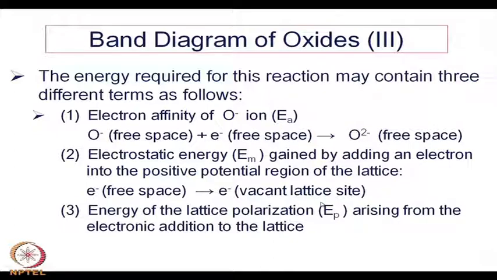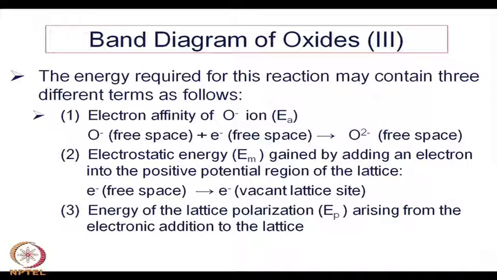So, the energy required for this reaction may contain three different terms as follows. First is the electron affinity of the O minus ion, designated as EA. The electron affinity is the energy change in the process of adding one electron to the O minus ion.